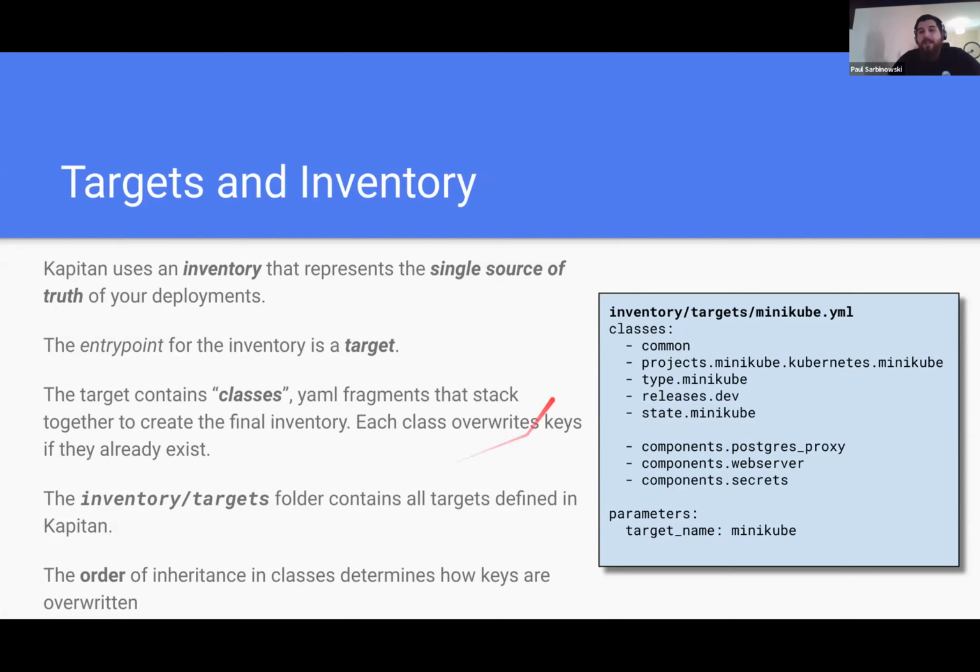One last comment is that the order of inheritance here matters. Essentially, whatever attributes you inherit from common, you can override in the other classes that follow, which gives you great flexibility because you can do certain configurations for dev targets, and then you can overwrite them in very specific components if you want different behaviors, for example. And so you're not tied to a specific configuration just because you inherit a class.